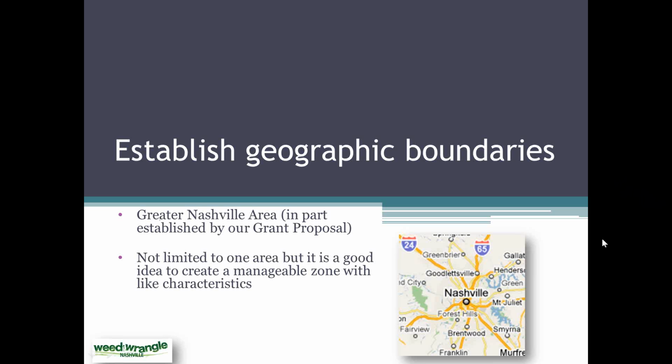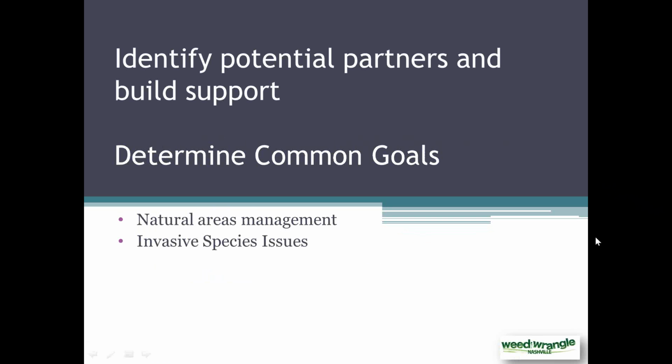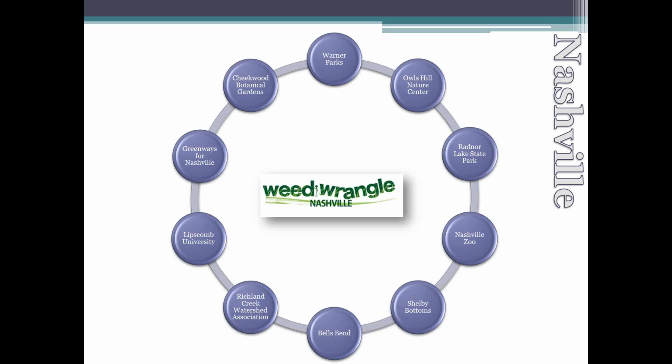So we establish our geographic boundaries, identify potential partners and build support, and determine common goals. We know we want to deal with natural areas management as well as private land management, because we want to get the homeowners involved. So we want our primary focus in those areas to be invasive species issues. So we went out and found those partners, and we said, well, let's think about how we could do this.